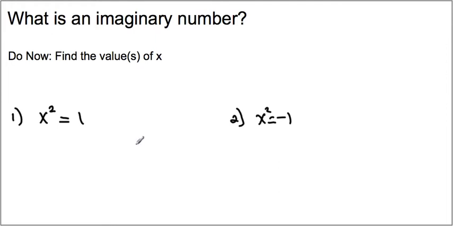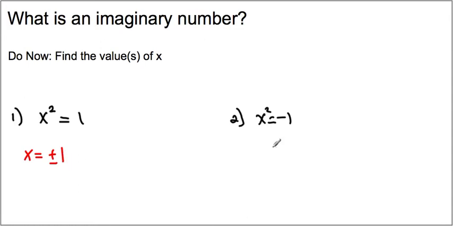So for the first one, x squared equals 1. What's the value of x? For those of you who were thinking about 1, that will be a correct answer. Is there anything else? Yes, that's right. -1 also works. So in fact, another way of writing it is plus or minus 1. X can be positive 1, or x can be -1.